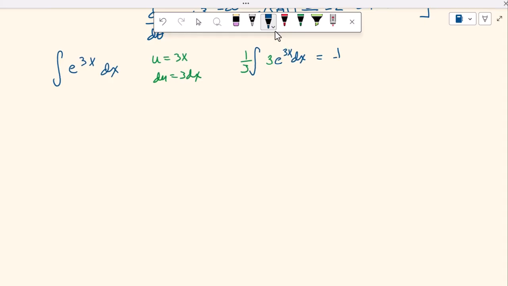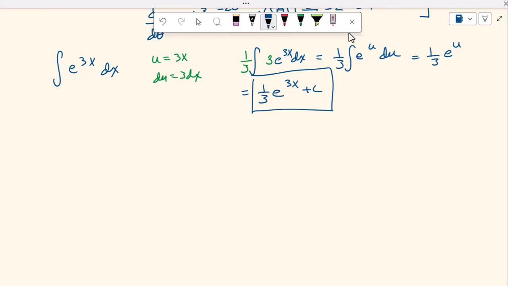And then rewriting, I have 1/3 integral. And then this is e to the u right here. And then the 3 dx becomes my du. Okay, so this is my e to the u du. Okay, so this is 1/3. The integral of e to the u is e to the u. And then I sub back in. U in this case was 3x, and then plus c, my constant of integration, because this is an indefinite integral.